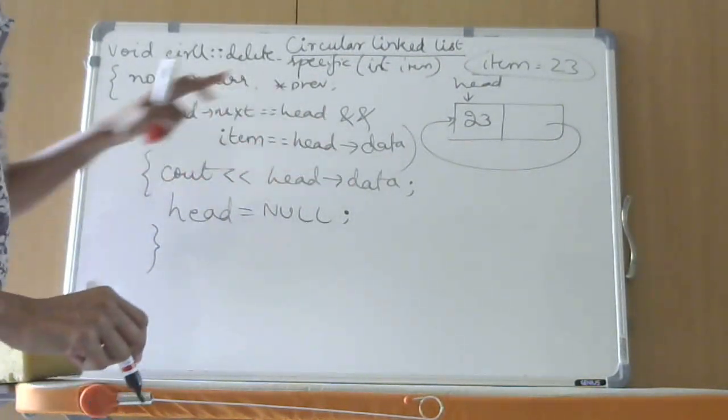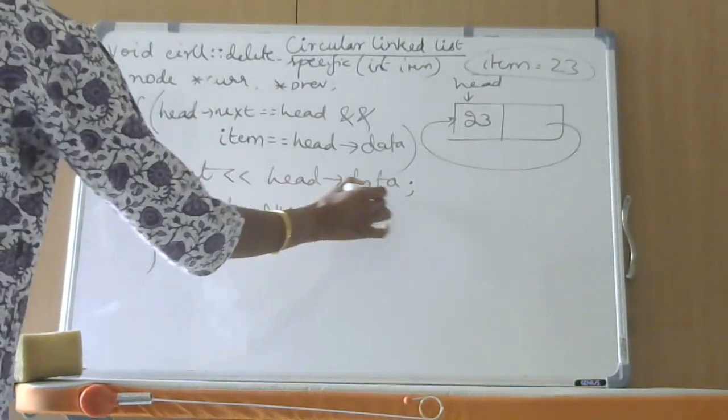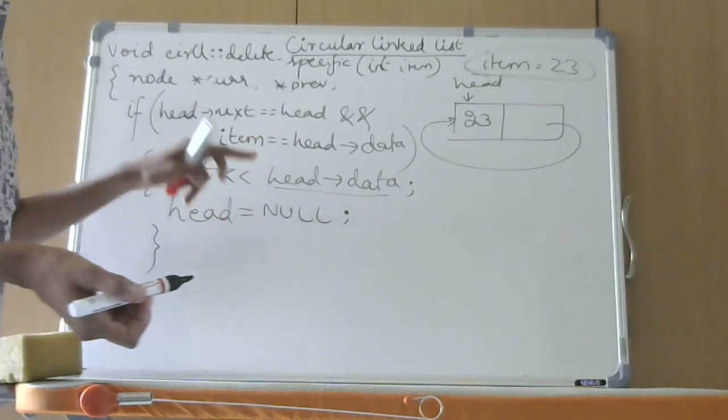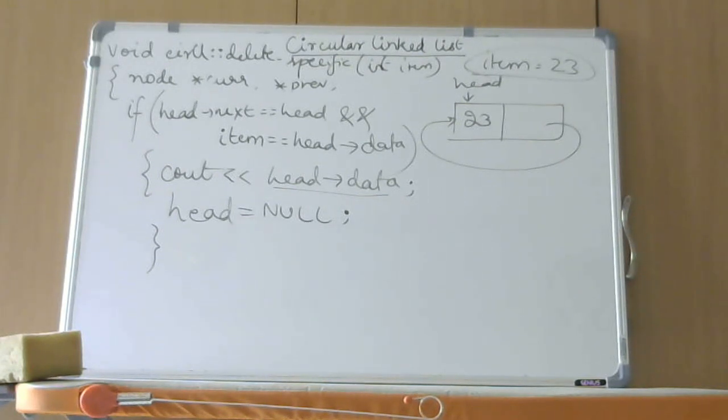Item is equal to head of data, then cout, we are displaying this just to indicate what we are going to delete. So we are deleting head of data, and then you have to assign head is equal to null. Okay, next.